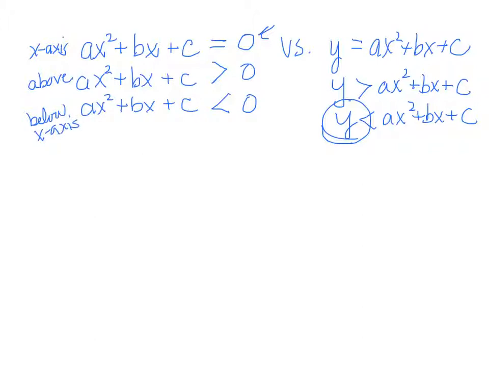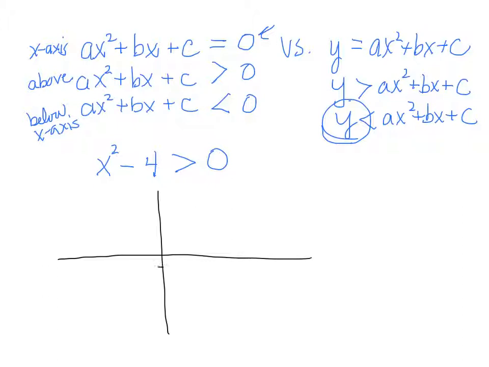Okay? So if I were wanting to graph x squared minus 4 is greater than 0, right? Then I know that this is the graph of x squared translated down 4, right, over 1, up 1.